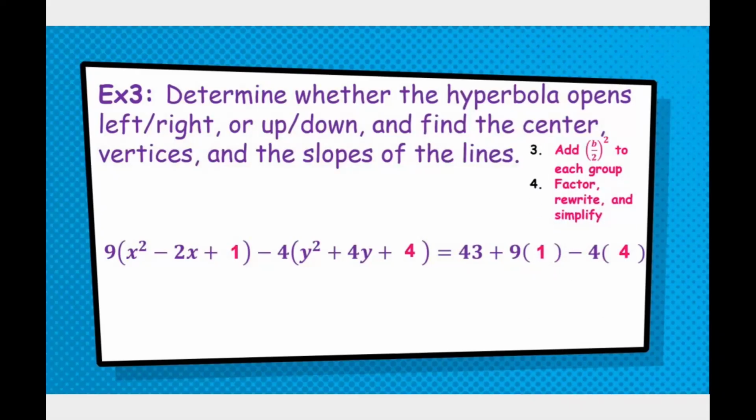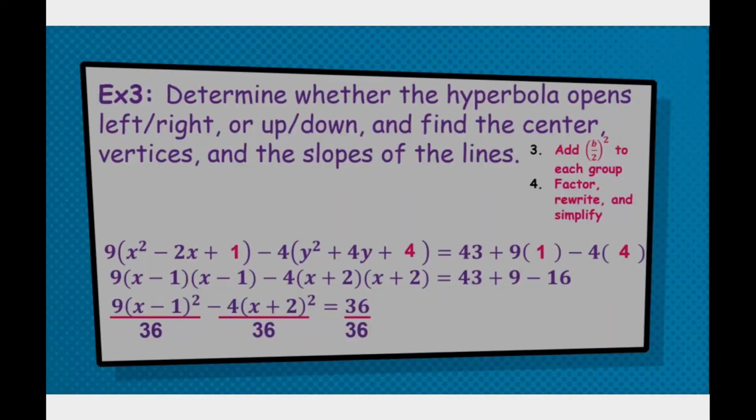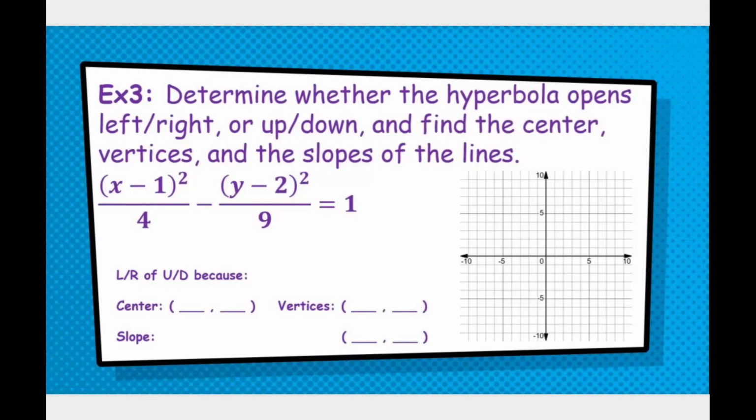And now I can clean this up a little bit: factor, rewrite, and simplify. So if I factor the first group, that gives me x minus 1 times x minus 1. The second group, y plus 2 times y plus 2. I want to clean up the right side by multiplying 9 times 1, -4 times 4. And then I'll add 36 and 9 and -16 together. And then I'll also rewrite those as binomial squared to get the following. This equation is not equal to 1, so we're going to divide everything by 36 to make it so. And then I'm just going to reduce my fractions to get something like this.